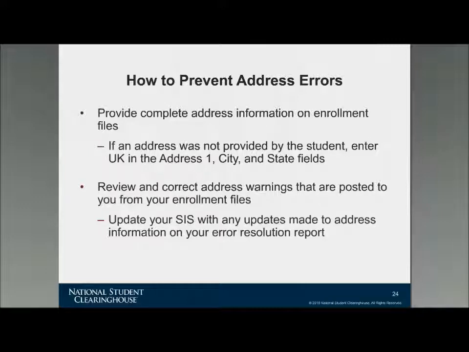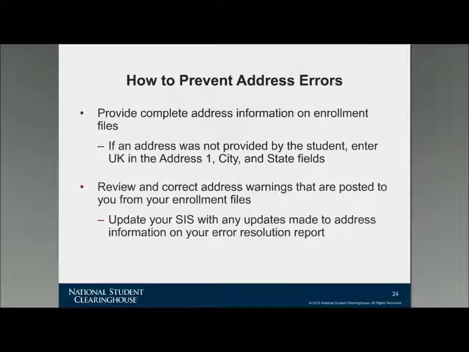So now we'll go over a few tips on how to help prevent address-related SSCR errors before we cover our last two errors. First, be sure to provide complete address information for all students on your enrollment file. A complete address needs the street address 1, city, state, and country fields populated. If the student did not provide an address or provided an incomplete address, fill those missing fields in with UK for unknown. NSLDS recognizes UK as a valid way to populate address fields when the address is not known.